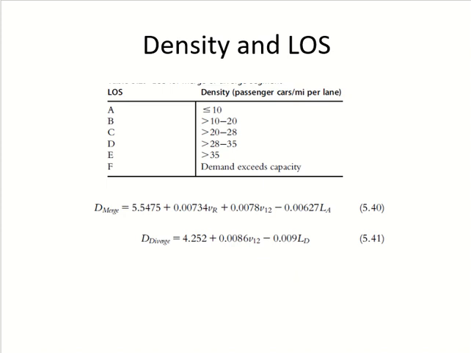If you want to know the level of service, you must know density. This is the density values for merge and diverge area. So the table is slightly different. The value of density is different. For a basic freeway, level of service A is up to a density of 11. Here it is up to 10. So it's not the same table. But for merge and diverge both, it is the same.